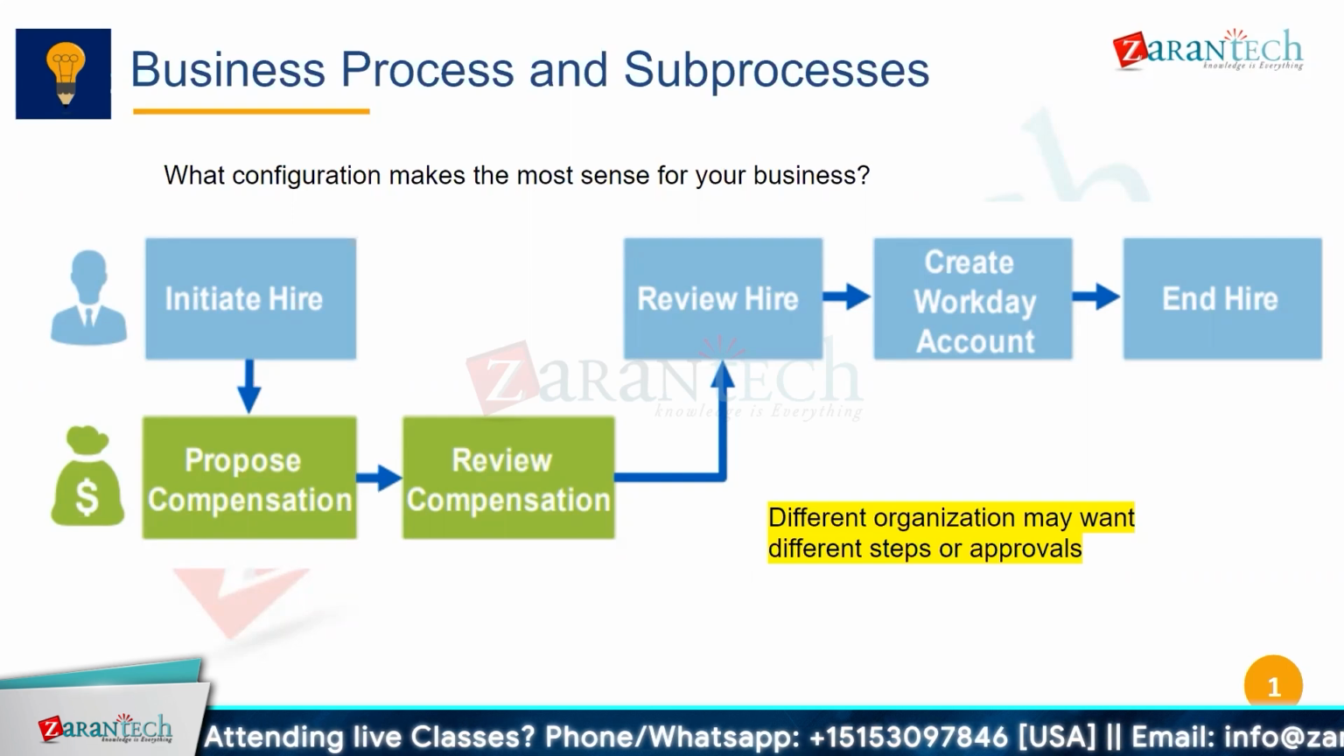So business process and sub processes. What configuration makes the most sense for your business? So initiate hire, propose compensation, review compensation, then review hire, then create Workday account and hire. This is just an example, but every organization would have a slightly different variation of business processes and the order and the steps they would like to set up in the hire business process. So different organizations may want different steps or approvals at different stages of the business process.